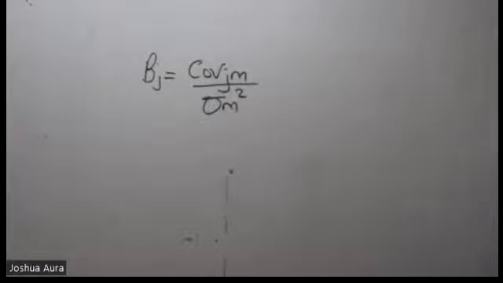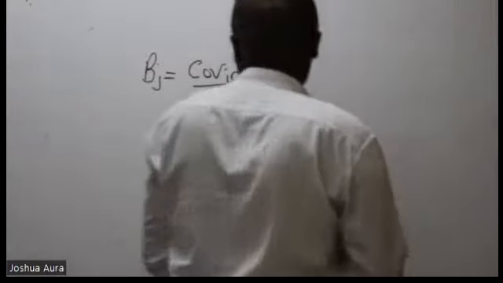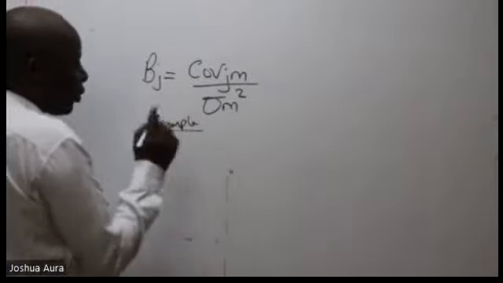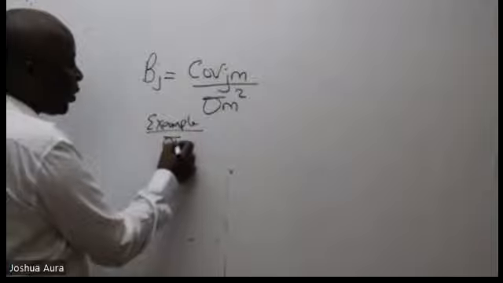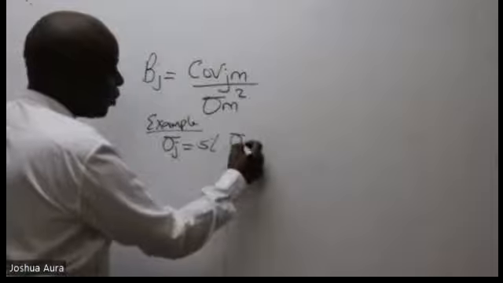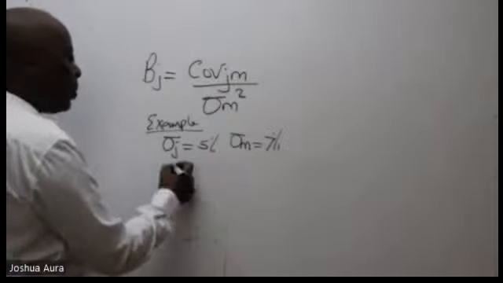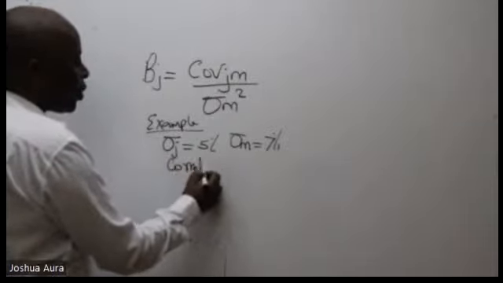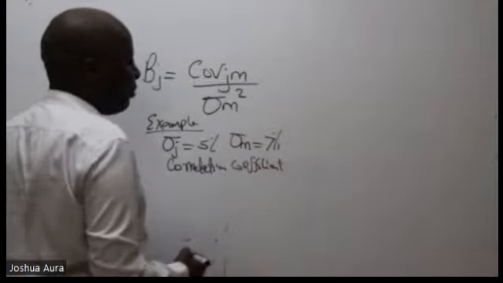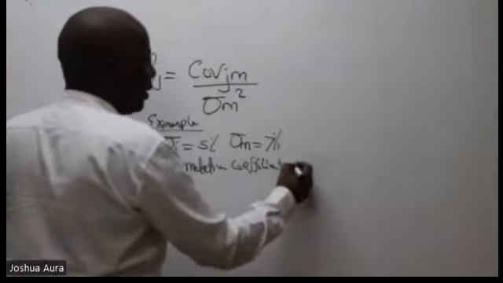Now, ladies and gentlemen, listen to me very well, in form of an example. So for example, we have two securities. We have a security one whose standard deviation is, for example, 5%. We have another standard deviation of the market, which could be 7%, right? And then these people have given us the correlation coefficient between the two securities. The correlation coefficient between the two securities has been given as 0.3.